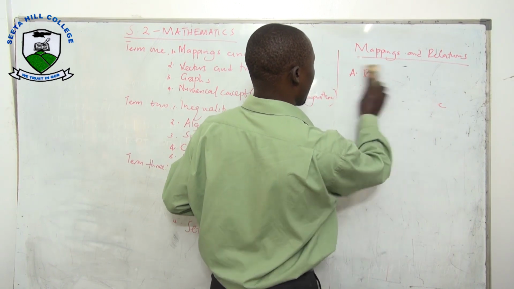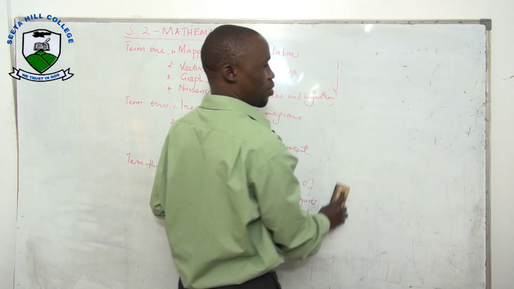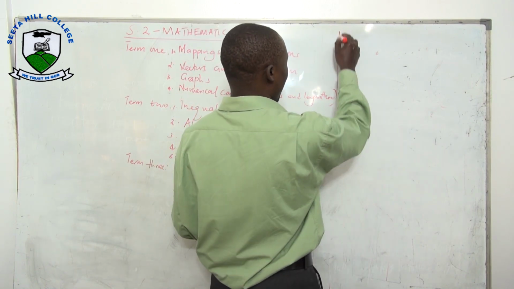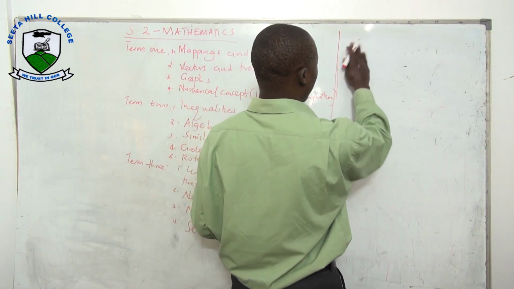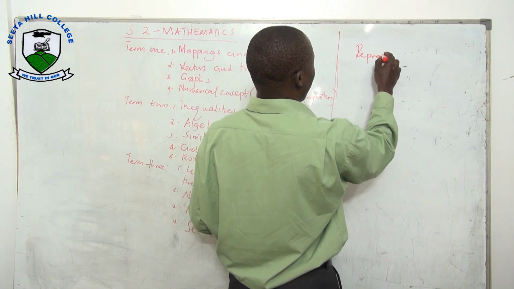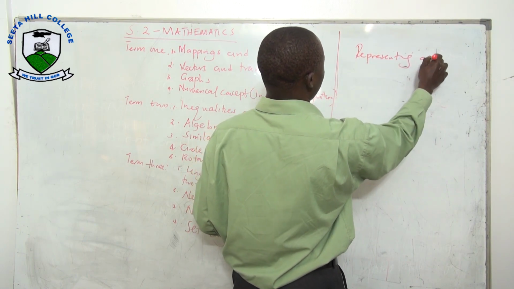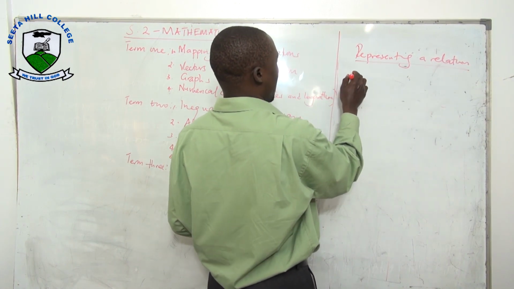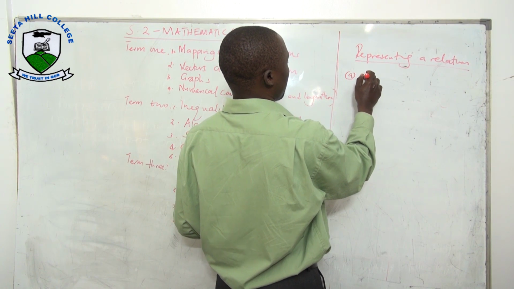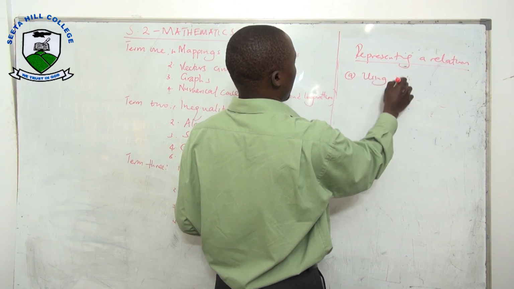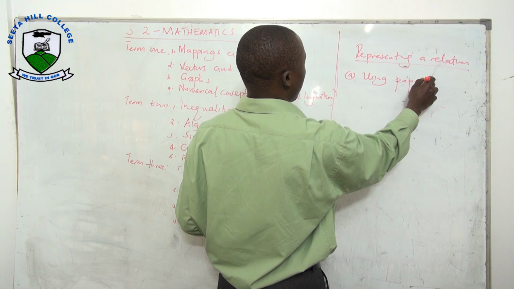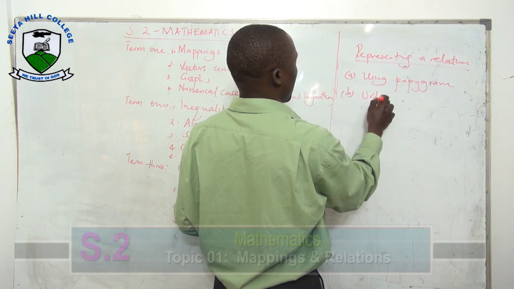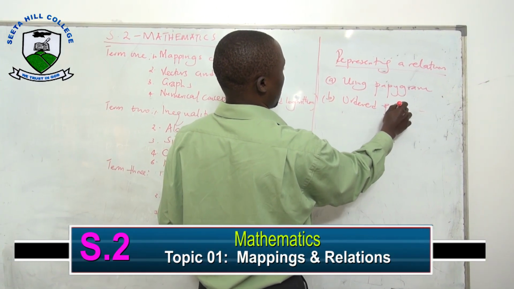Do you have a circular? That's a compass representing a relation. Now we can represent it using what we call a papagram, and also using what we call ordered pairs.